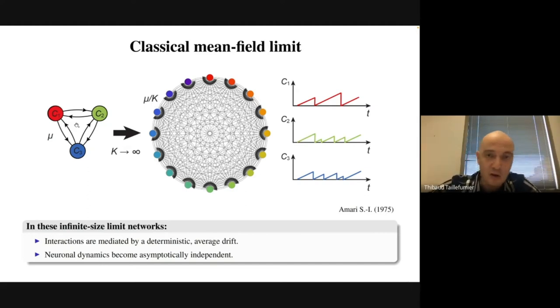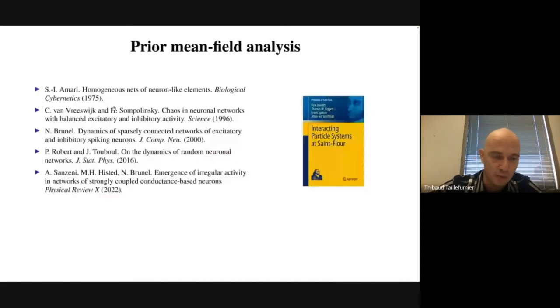So there has been a lot of work about mean field limits, and here I'm going to cite just a few references about work that has been done from the computational neuroscience side. And there are many variations of those mean field limits. And I apologize in advance if I forget references. I know it's a gigantic body of work.